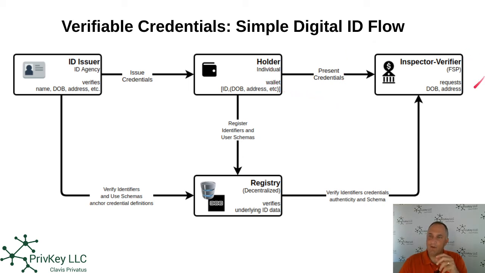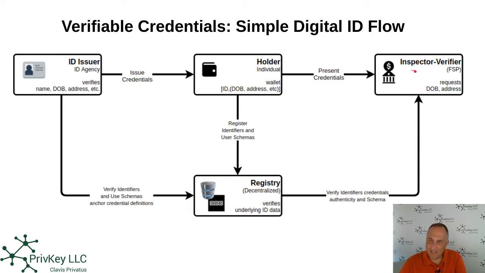But then in the example of the financial institution that wants to verify this holder and open an account for them, the holder says, okay, I'm going to present my credentials so I can prove who I am. I'm providing identity, right? So I present that to the inspector or the verifier. In this case, it happens to be a bank. But they're only requiring, we need to know your date of birth, your address, basic stuff, your name, things like that. That's all we need to know. We need to know nothing else. So the holder presents only what's required.